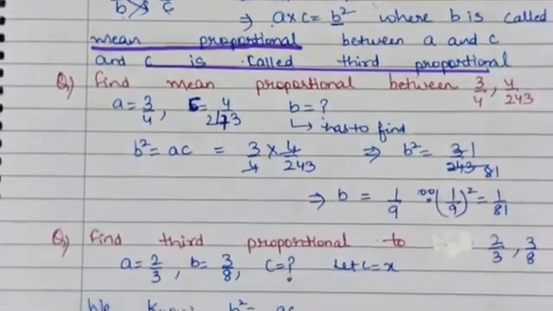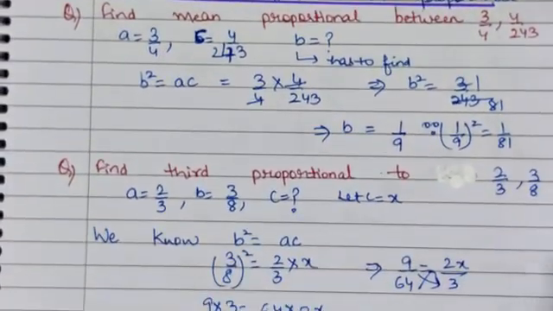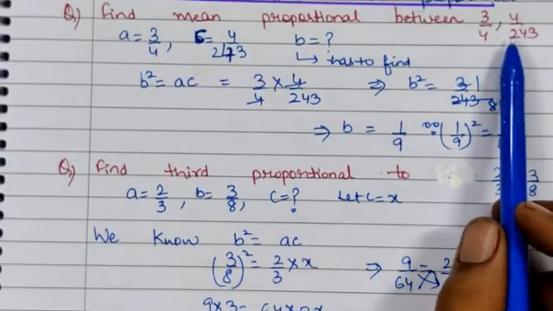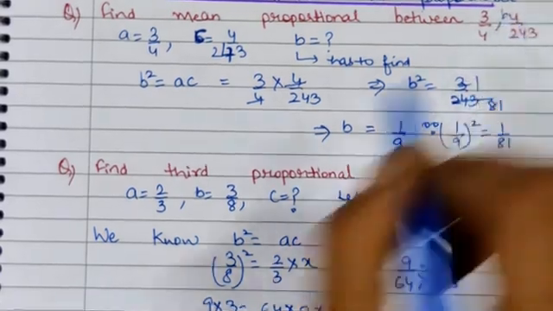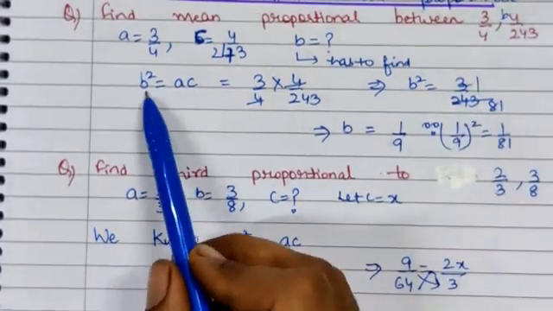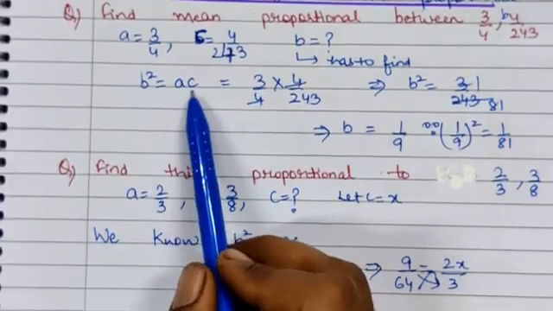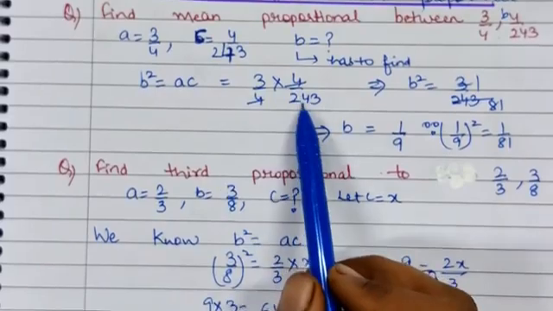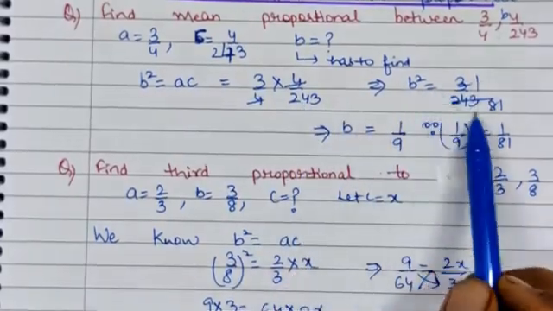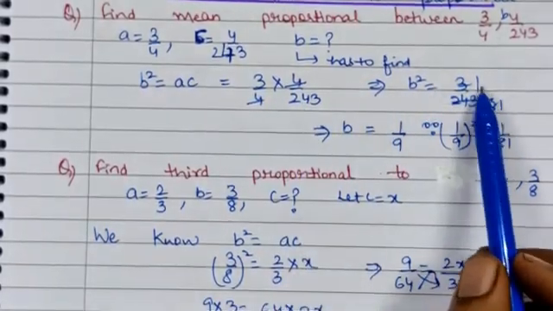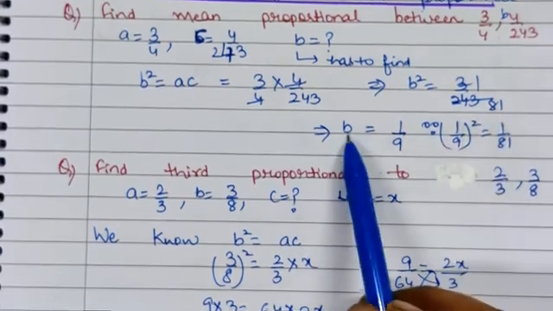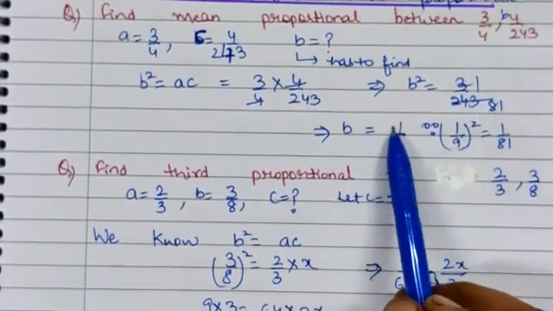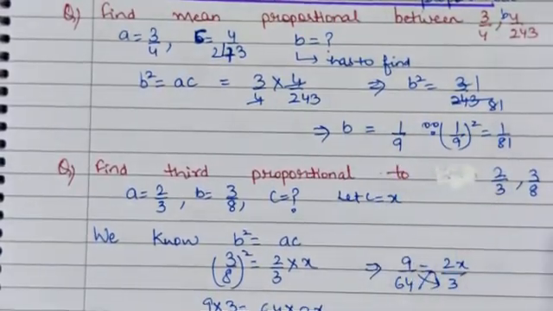We have to find the mean proportional between 3 upon 4 and 4 upon 243. So here mean proportional means B you have to find out. Now we know B square is equal to AC. Put the value of A, 3 by 4, C is 4 by 243. So what we get? 3 upon 243, that is 1 upon 81. So B square is equal to 1 upon 81, means B is equal to 1 upon 9.